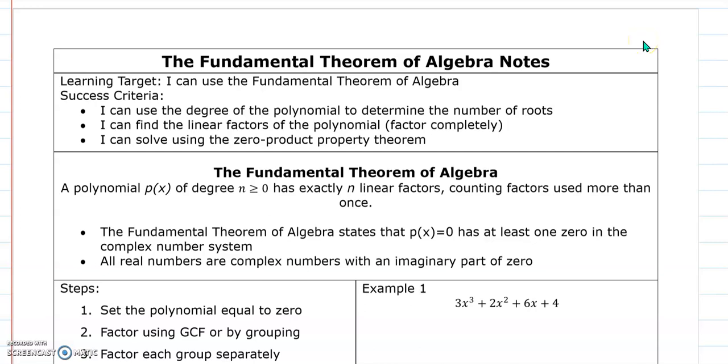All right, we're going to look at the fundamental theorem of algebra. So basically what we're going to do is continue factoring, but now we're going to take it a step further and we're going to solve.